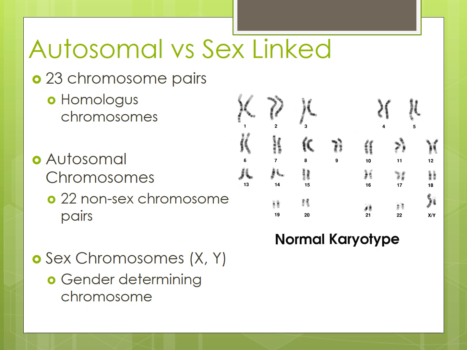Now, when we talk about inheritance patterns, whether the genes are located at a locus on autosomal or sex chromosomes does play out in how that pattern propagates. And we'll talk about this in great detail in the remainder of this lecture.